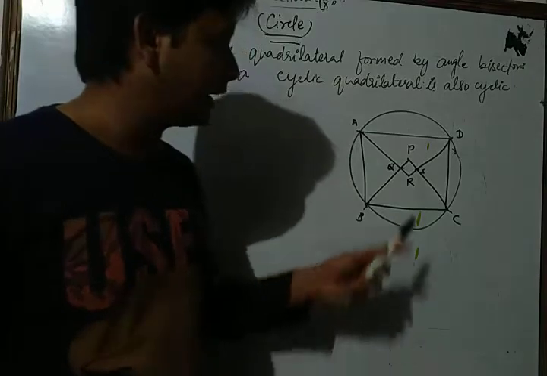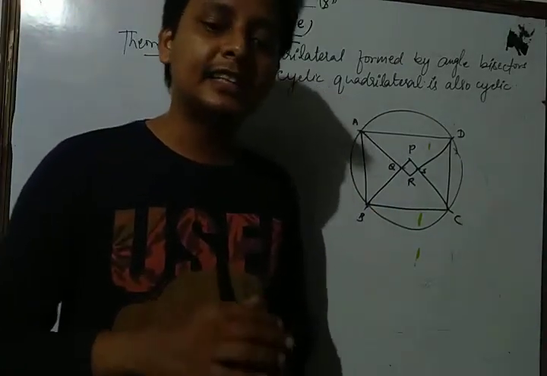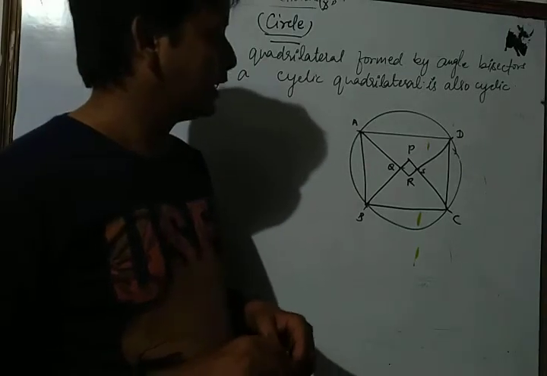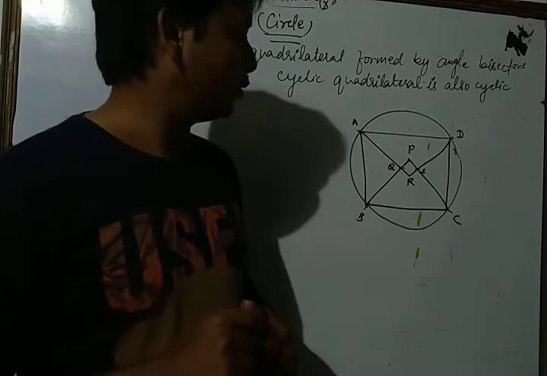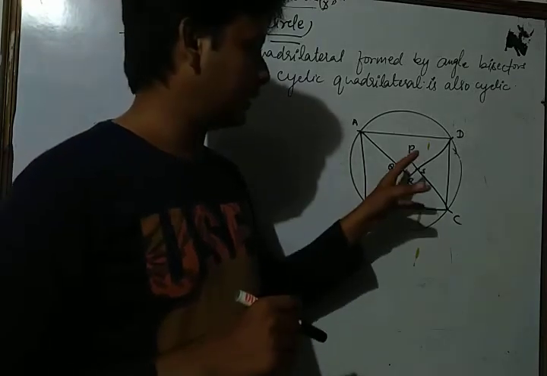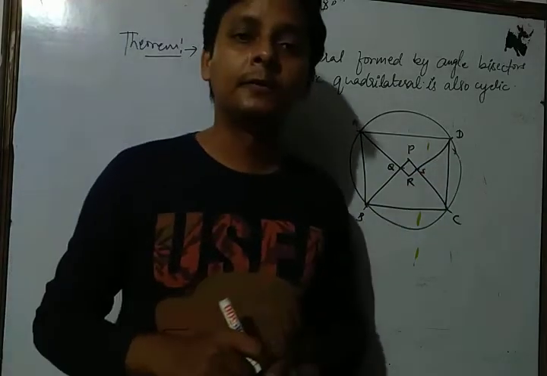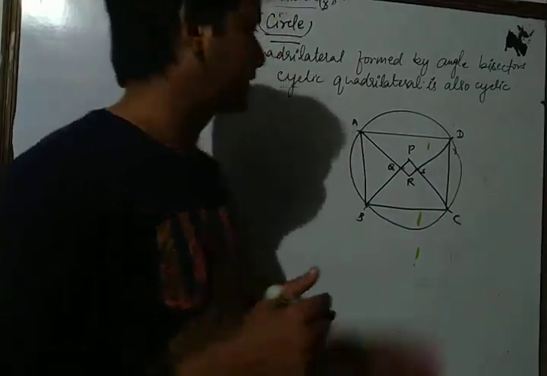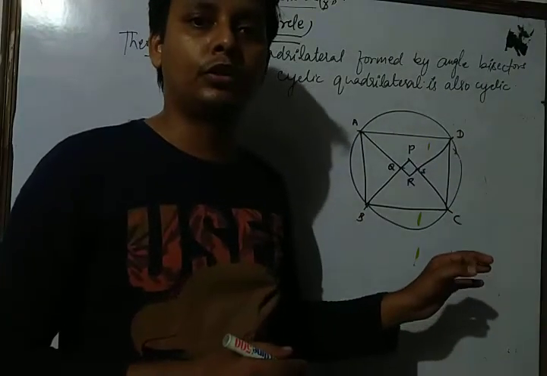Now we have to show that PQRS is also a cyclic quadrilateral. We have to show that PQRS is a what? A cyclic quadrilateral. Now let's see the proof of that theorem. This is one of the most important theorems of your NCERT exercise.